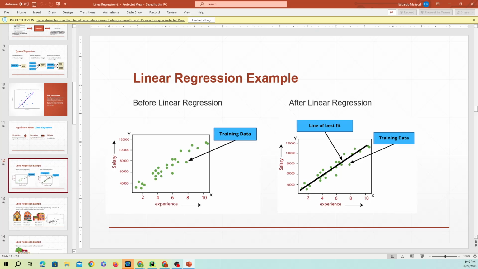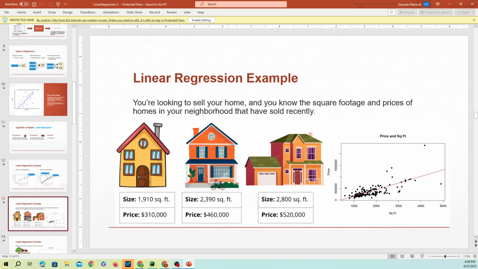So for example, here's a linear regression example: you're looking to sell your home, and you know the square footage and prices of homes in your neighborhood that were sold recently. So here we have three different data points. We have the size and the price, and we put that into a linear regression to predict what the house price would be. The square footage and the price are set up together, and you place them on the graph and try to predict a line that goes through those points, and that will be your model.